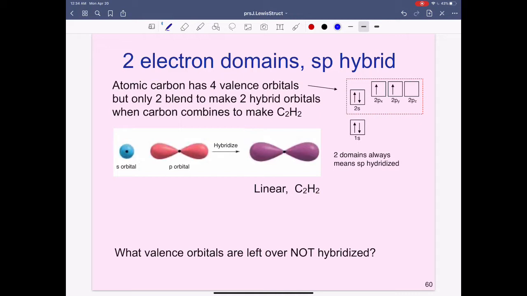What if carbon were bonding with another carbon and 2 hydrogens to make ethyne? If you take a look at the Lewis structure, you'll notice that each carbon will have only 2 domains. Thus, only 2 orbitals will be used to produce 2 hybrid orbitals. 2 domains will always result in sp hybridized orbitals, leaving 2 p orbitals unhybridized.